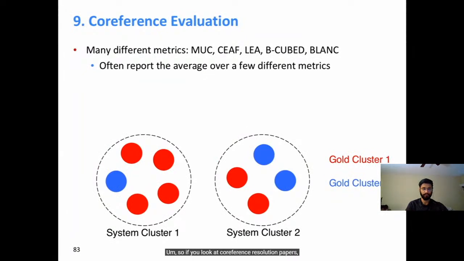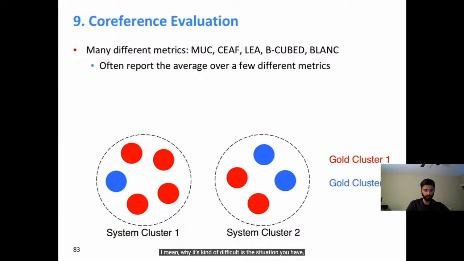If you look at coreference resolution papers, there are many metrics that people have used to evaluate coreference, and they have a long alphabet soup of names. So there's MUC and CEAF and LEA and B cubed and BLANC and things like that. Part of it is that if you look in the clustering literature, there are lots of ways that people try to evaluate clustering, and essentially any of those metrics and some other ones you can port over to coreference evaluation.